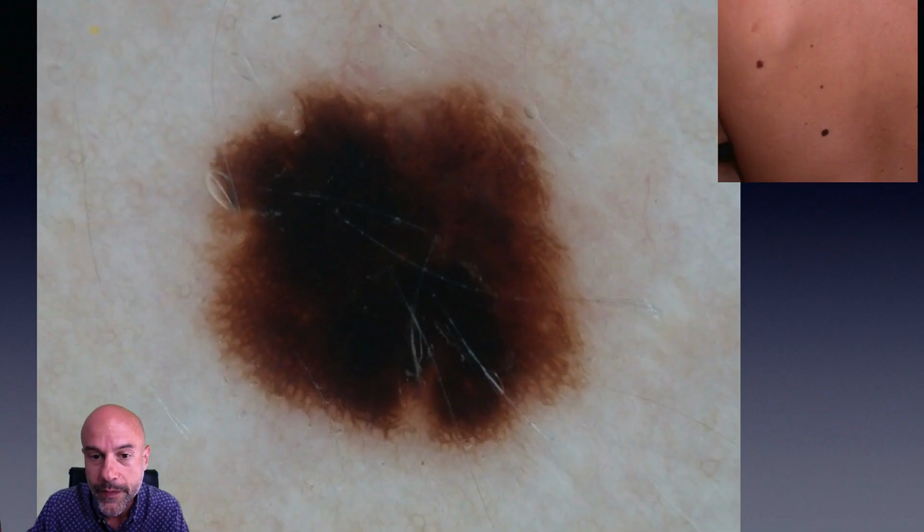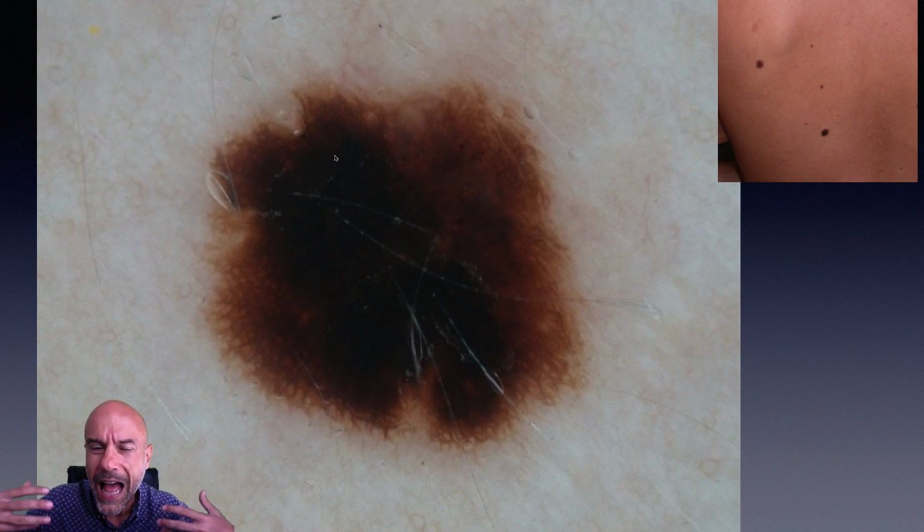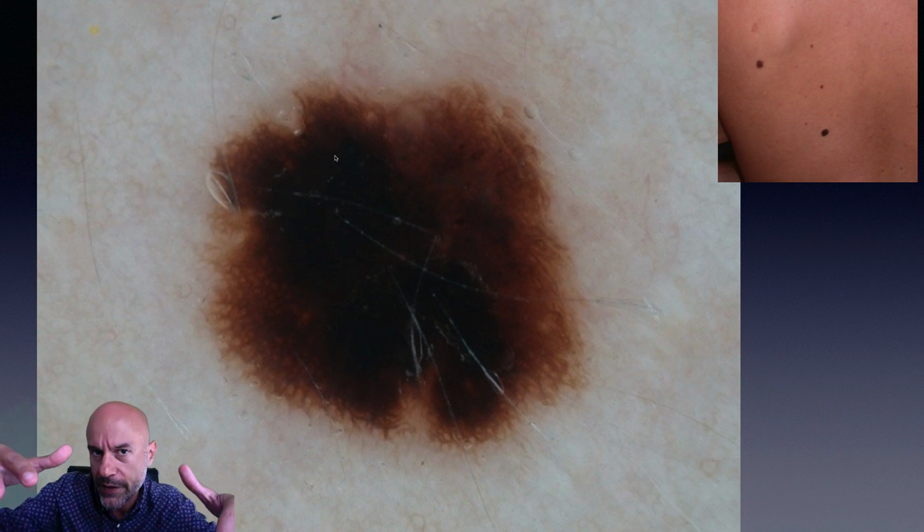Next structure, we still remain in the black color. Here in the center we can see a black structureless area, or if you prefer, black blotch. Okay, so what should this correspond to? This should correspond to large amounts, large concentrations of melanin. That's why we have a large black area. Where? In the epidermis.